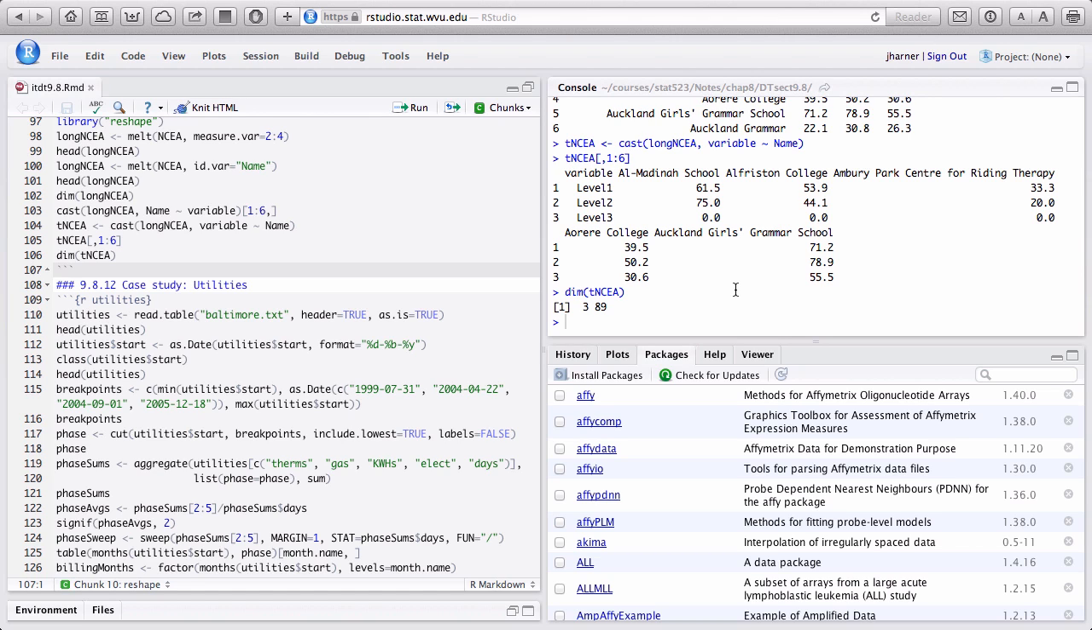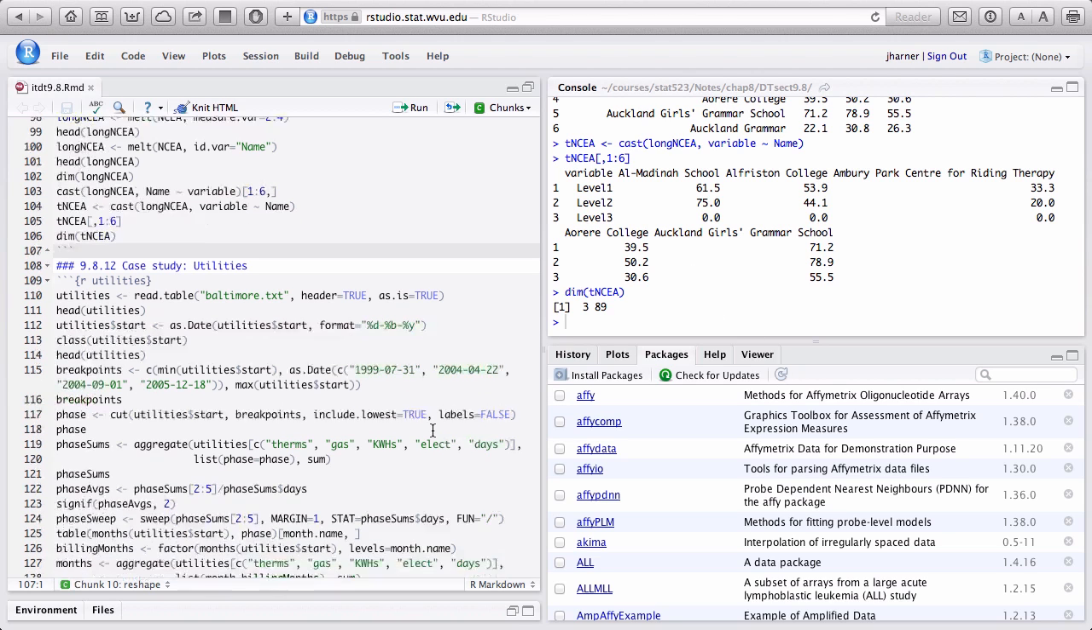I can in effect take a transpose, although there is a transpose function. So, okay, any questions on that?